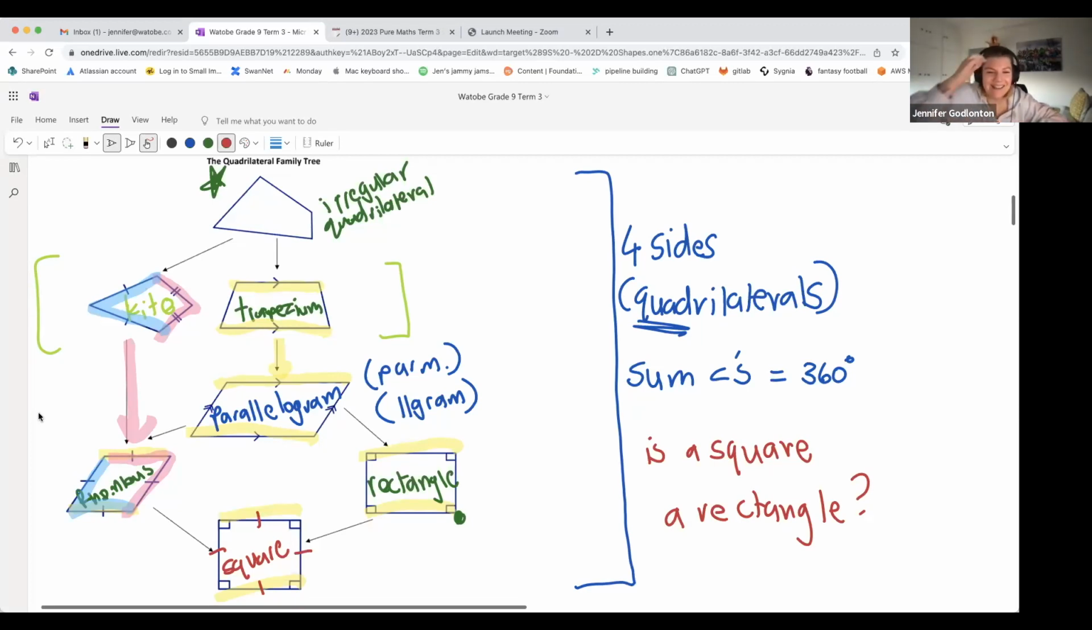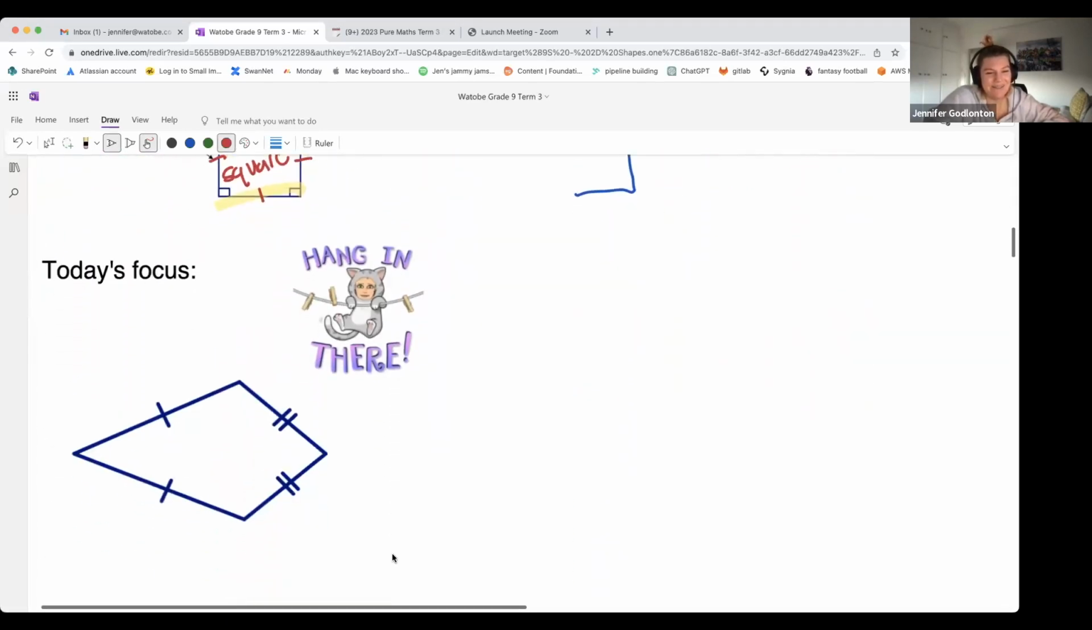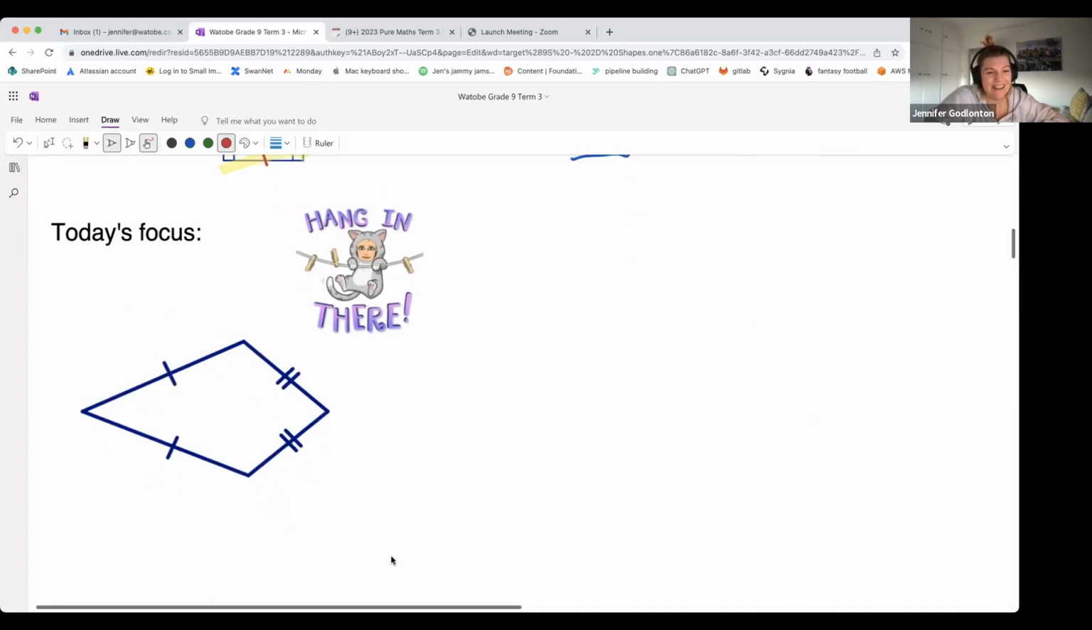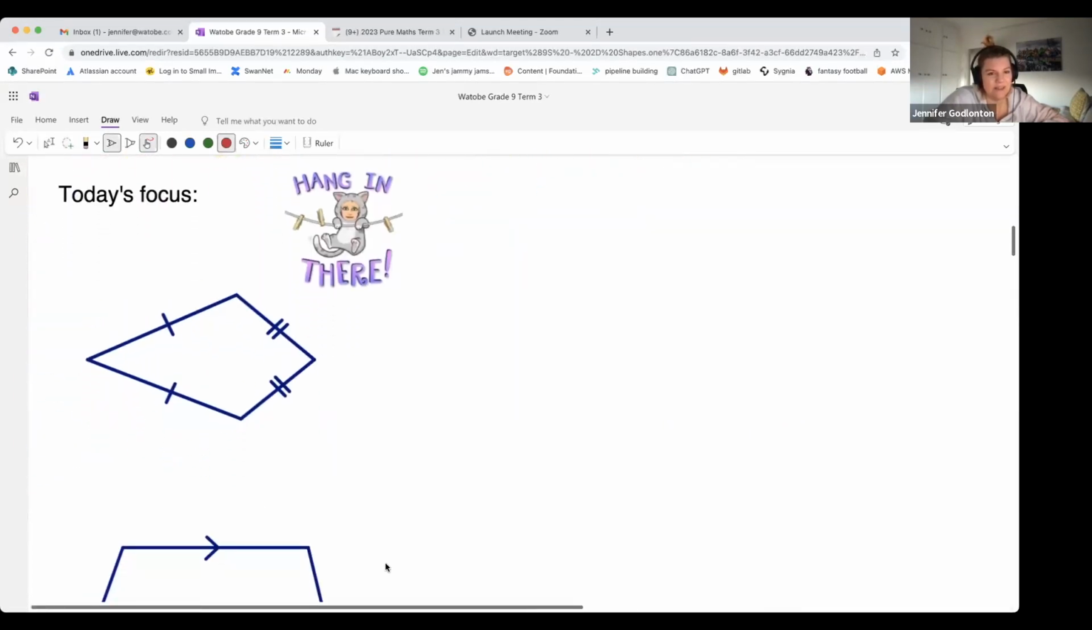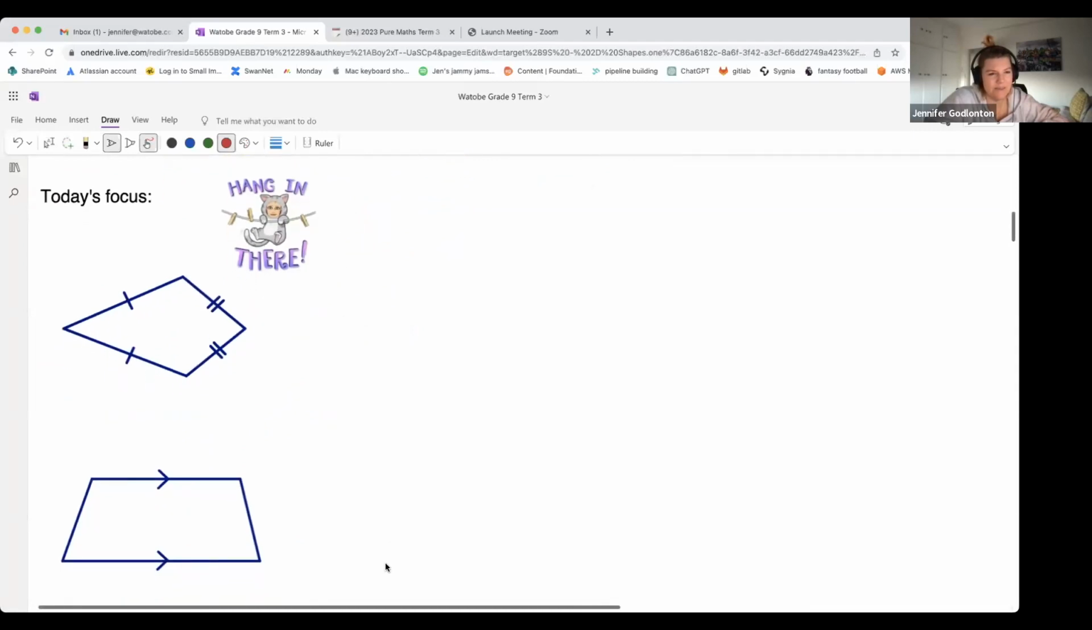Nice. Let's have a look at these two shapes that we are going to be talking about today, now that I have confused you horribly. We are going to be focusing on the kite and the trapezium. These are the two shapes we're going to talk about today.